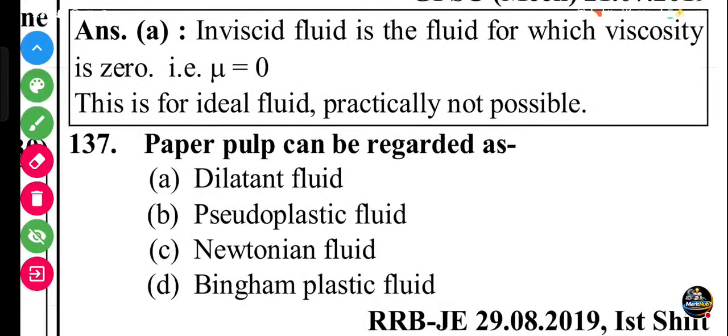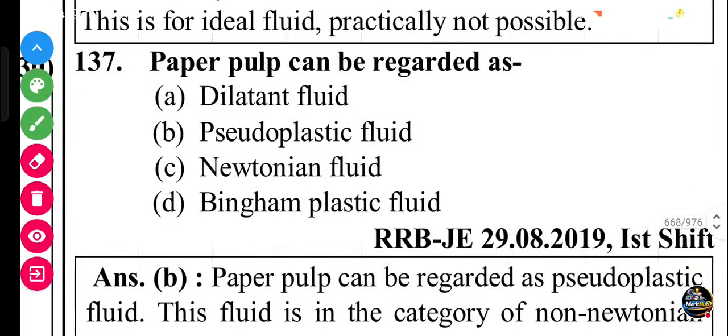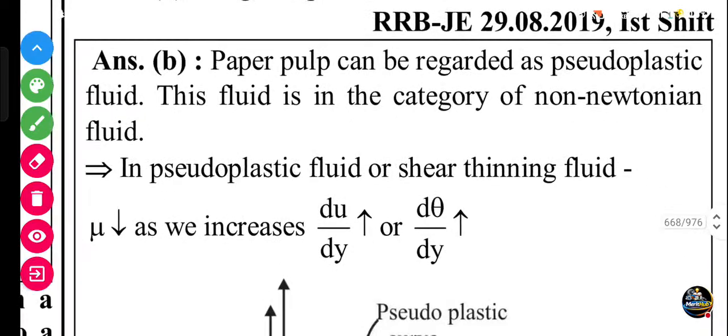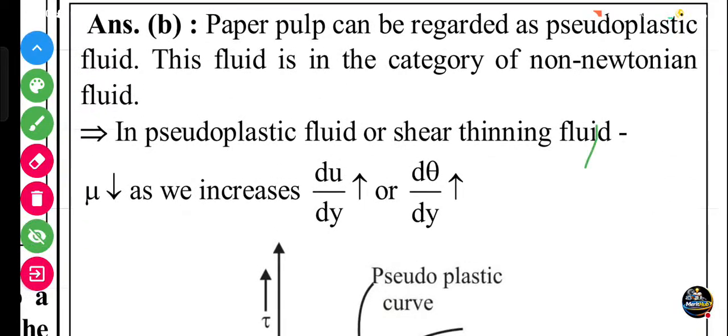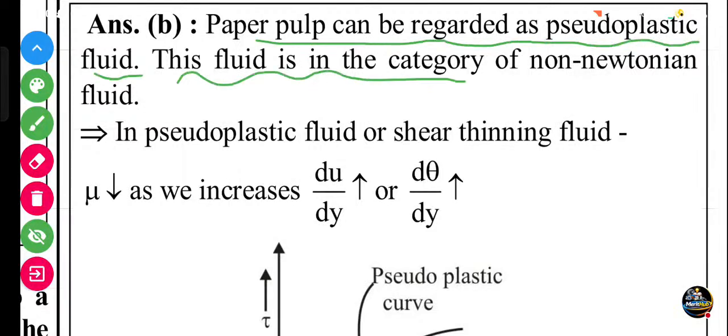Next question. Paper pulp can be regarded as a dilatant fluid, pseudoplastic fluid, Newtonian fluid, or Bingham plastic fluid. Paper pulp is a pseudoplastic fluid. The explanation is here. Paper pulp can be regarded as a pseudoplastic fluid. This fluid is in the category of non-Newtonian fluid.